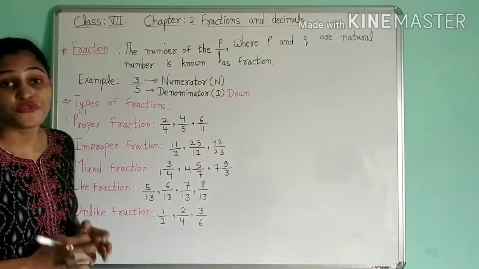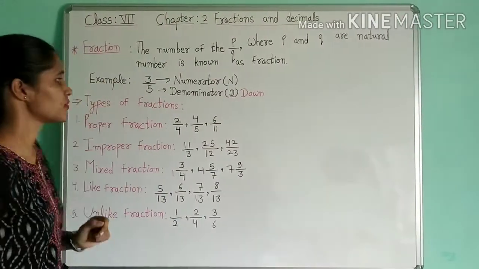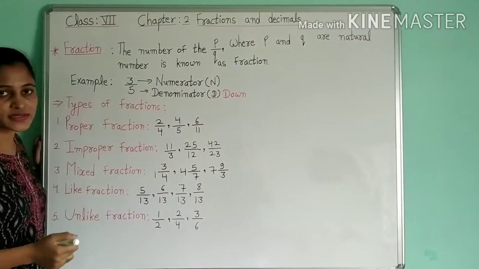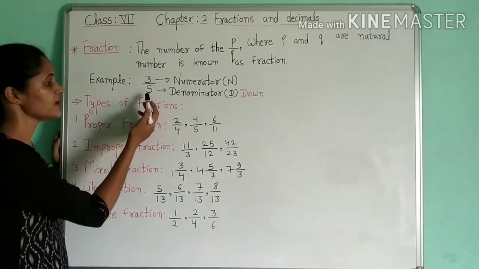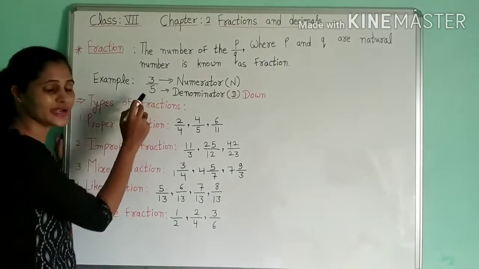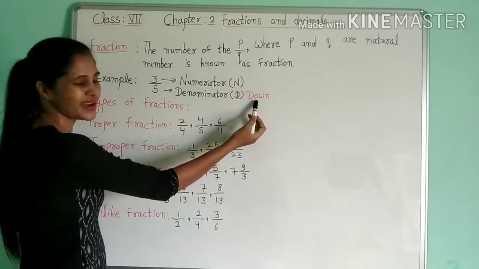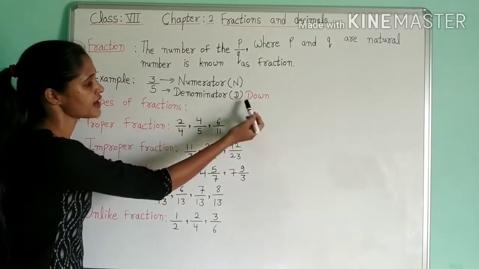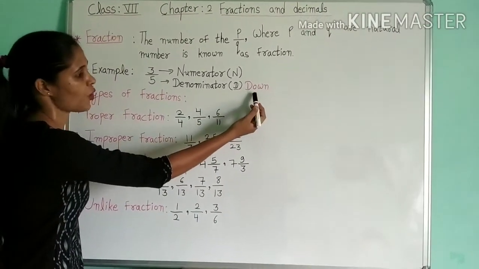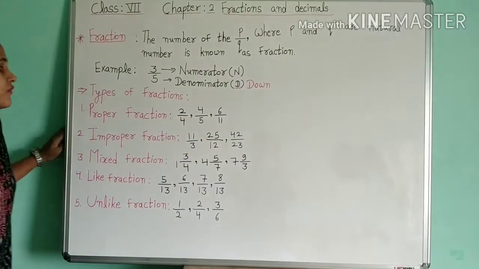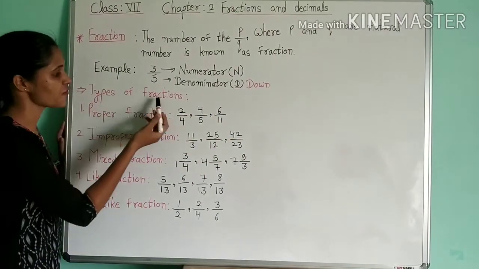Now, fractions have two parts. The upper part is known as the numerator and the downside part is known as the denominator. D for down. You remember it in this way: denominator, D for down and D for denominator also. Now we will discuss the types of fraction.